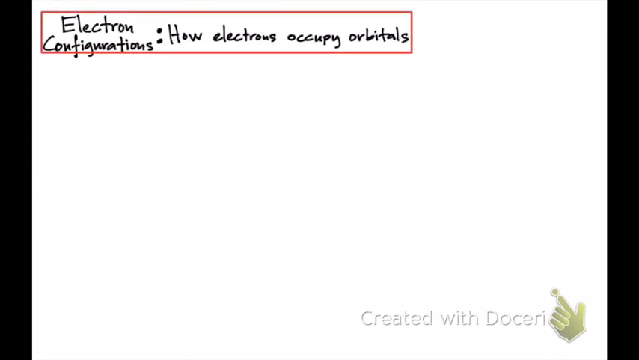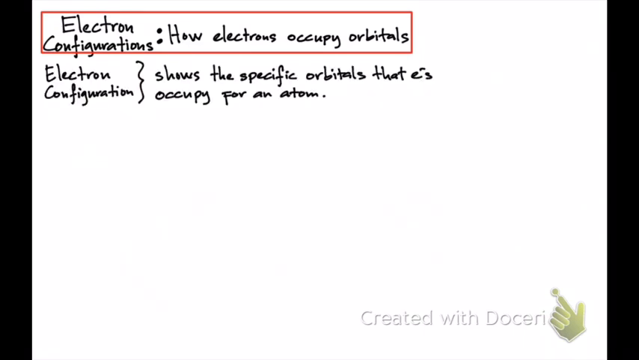So the first concept that you're going to learn here is called the electron configuration. This basically tells you how electrons occupy the orbitals. By definition, electron configuration shows you the specific orbitals that electrons occupy for an atom. You can think of electron configuration like an address. The electrons live in a specific address. It's kind of like their home.